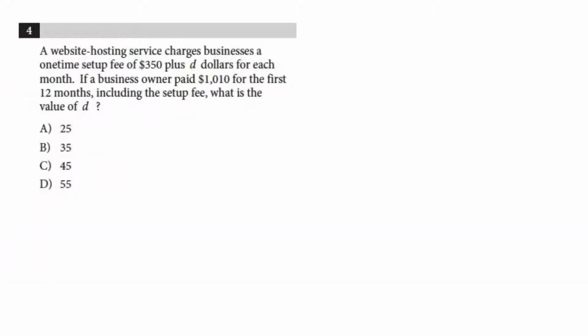Number 4. A website hosting service charges businesses a one-time setup fee of $350 plus D dollars for each month. If a business owner paid $1,010 for the first 12 months, including the setup fee, what is the value of D? Okay, so I don't know how many times I can say this, but you guys really got to be confident in your use of linear equations for the SAT. This is what we're going to use here.